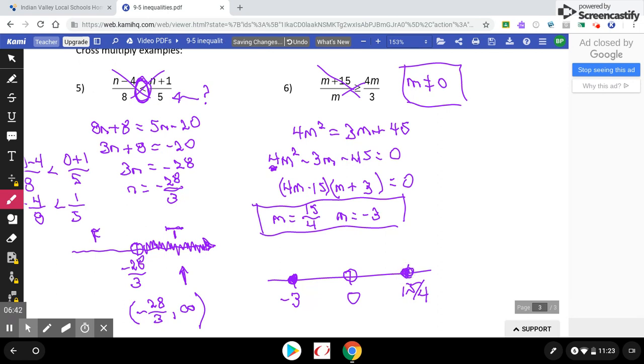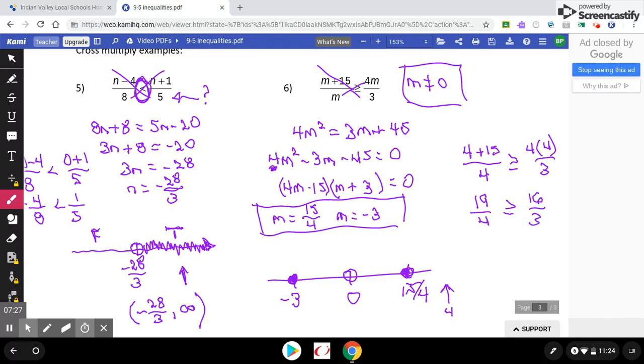All right, well, 15 over 4, let's see, that's 3.75. So just to prove to you, you can get a false answer, I'm going to test the number 4. So remember, when you test your number line, you can test any number you want. Probably positive 1 would have been easier to test there, but let's just go ahead and test 4 just for kicks. So original problem said m plus 15 over m, I got a 4 in there, greater than or equal to 4m, I got a 4 in there, over 3. So that makes 19/4 greater than or equal to 16/3.